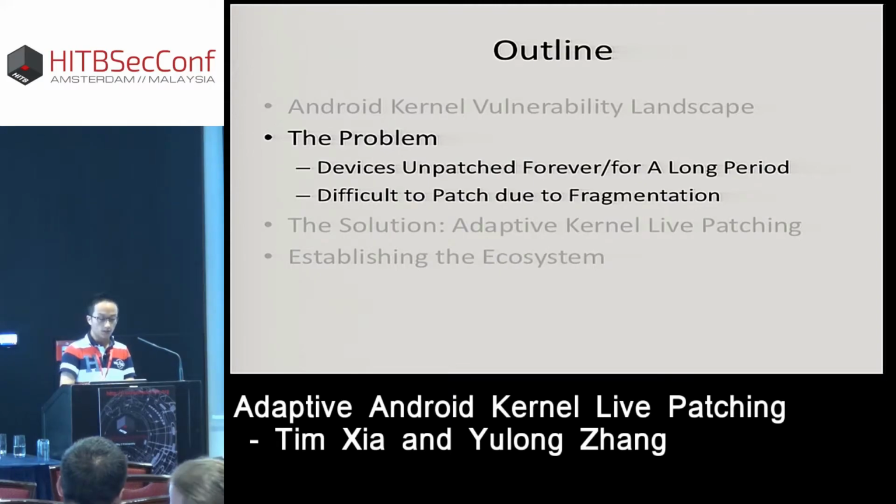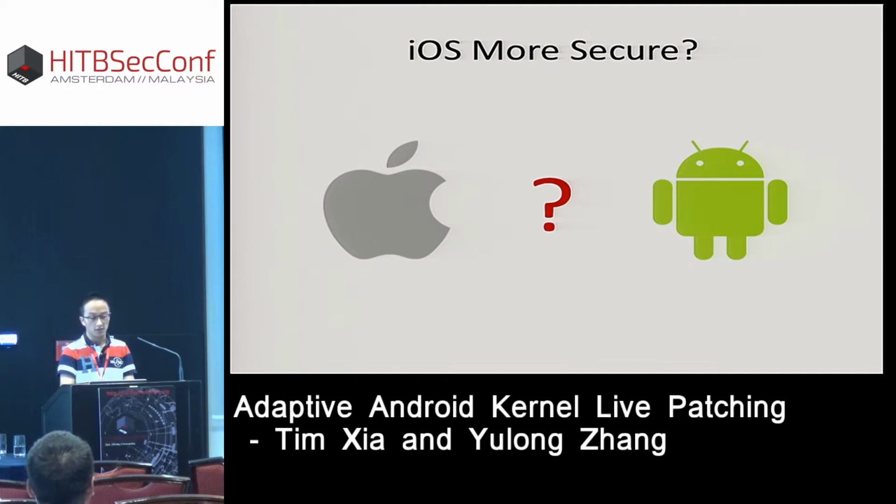So what causes the problem? Devices stay unpatched forever or for a long period, and it is quite difficult for vendors or for the whole ecosystem to patch them. Why? Before digging into this question, let's think about another question. People are always saying that iOS is more secure than Android. Is that true?